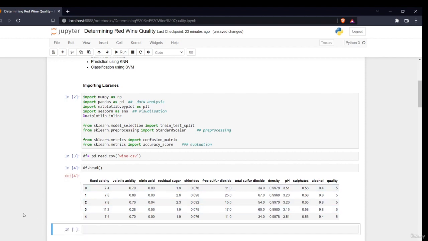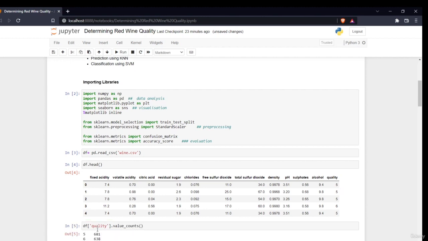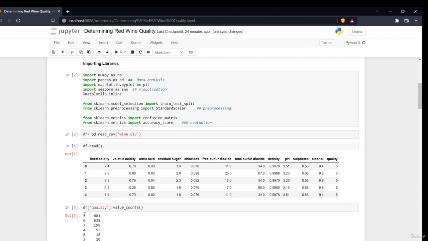If you want to see the scale of quality, we'll just write df quality dot value counts. So as you can see, there are 6 levels of quality, starting from 3 to 8.